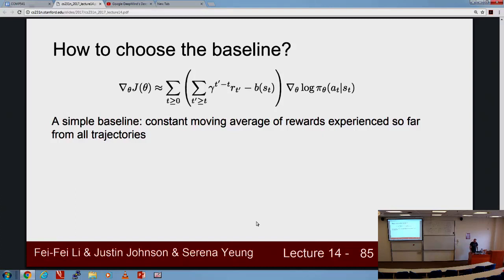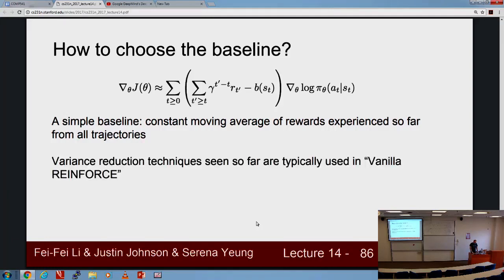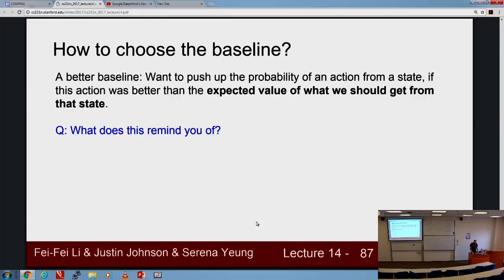Next question is where these baselines will come from. There are some simple ideas, like we can take the moving average of all the rewards experienced so far as a baseline. For each game, this average might be different, so we can take the average out. However, a more sophisticated idea is, instead of taking averages, we should make it state specific. So in particular, we should ask, what was the expected value of what I get from this state? And what is the answer to that question? What is the expected future value from this state?